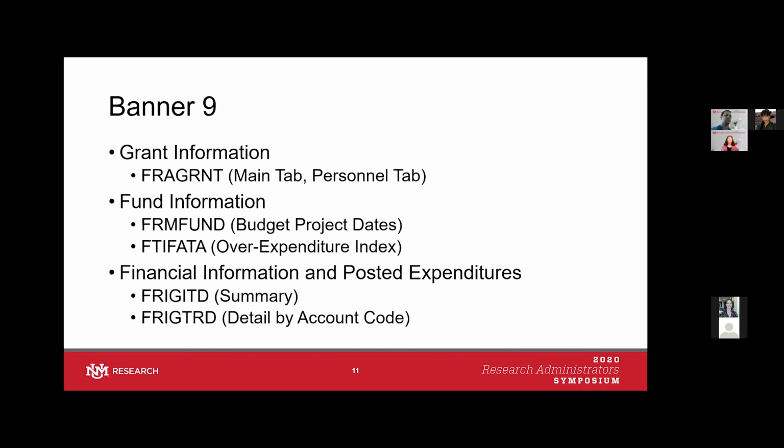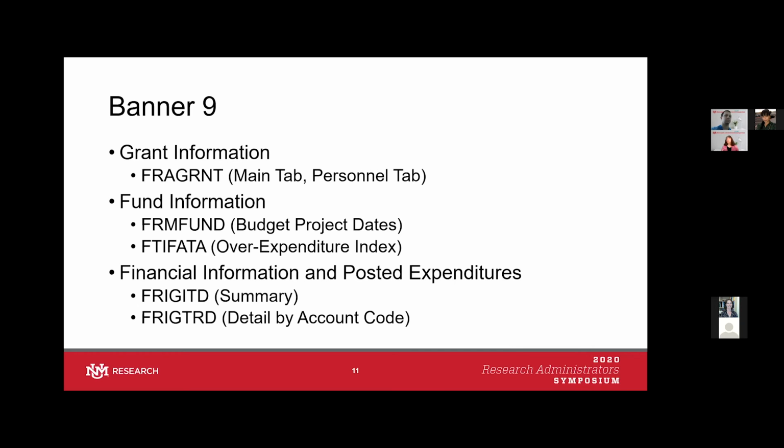FTI FATA is a useful screen to find out what the over expenditure index is for your particular index and fund. For financial information and posted expenditures, FRIGITD, or we call it Frigidin, is the Banner equivalent of the My Reports FRRGLDS. So it does, in a summary fashion, give you the budget, activity, commitments, and available balance by the account code for whatever date parameter you give.